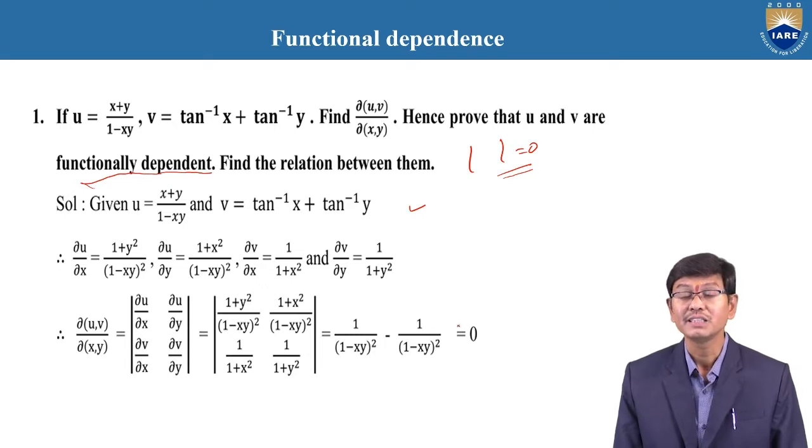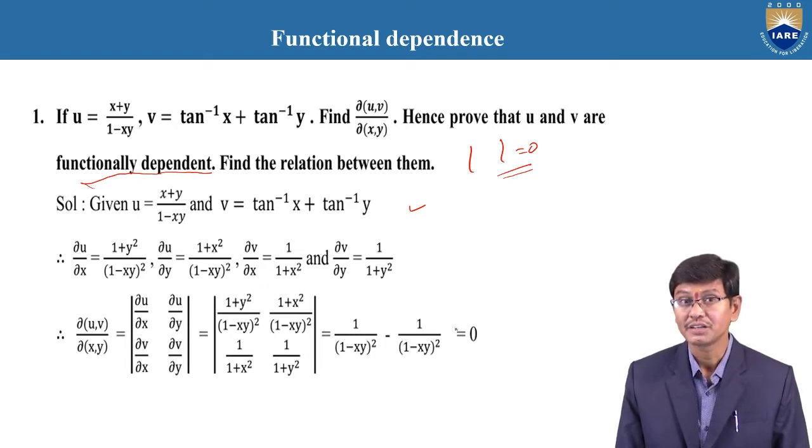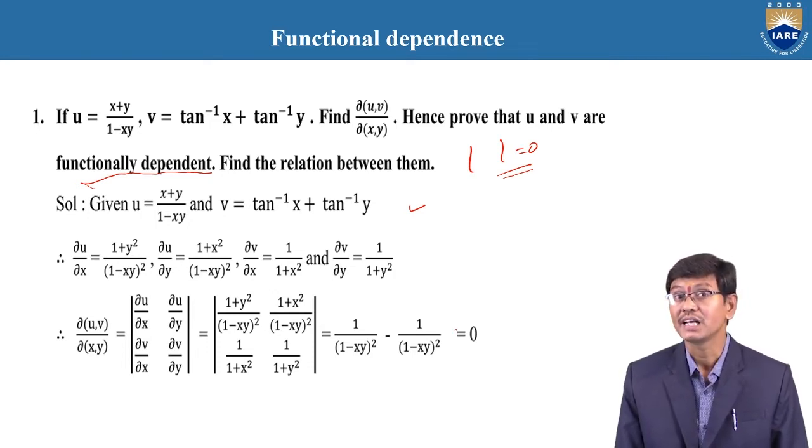And similarly, v is equal to tan inverse x plus tan inverse y. When we find the partial with respect to x, dou v by dou x, the derivative of tan inverse x is nothing but 1 by 1 plus x square. And dou v by dou y, the partial derivative with respect to y, is 1 by 1 plus y square.